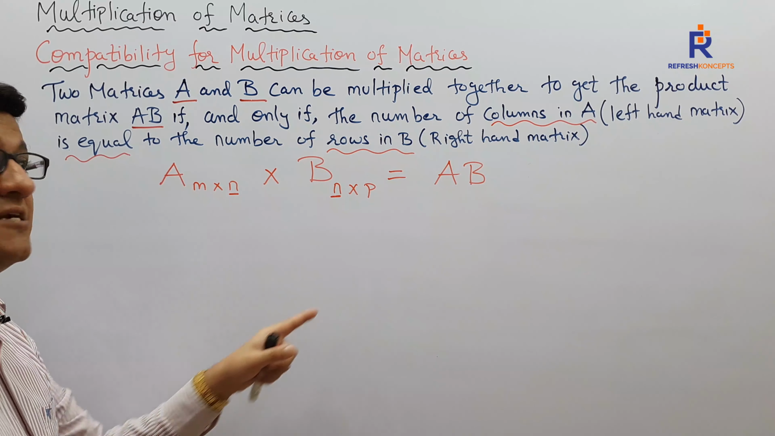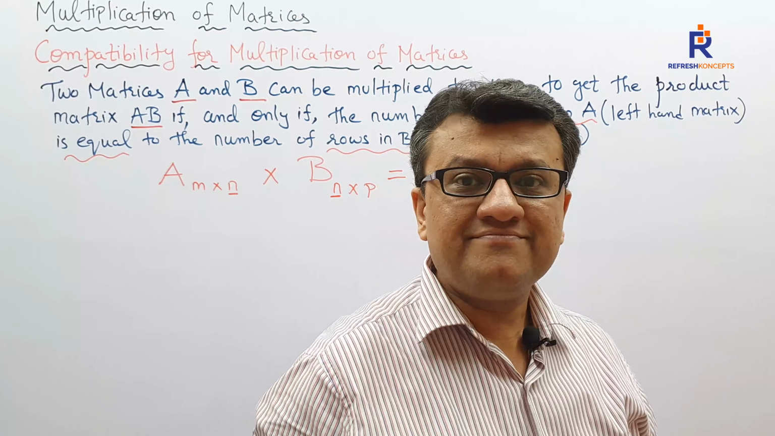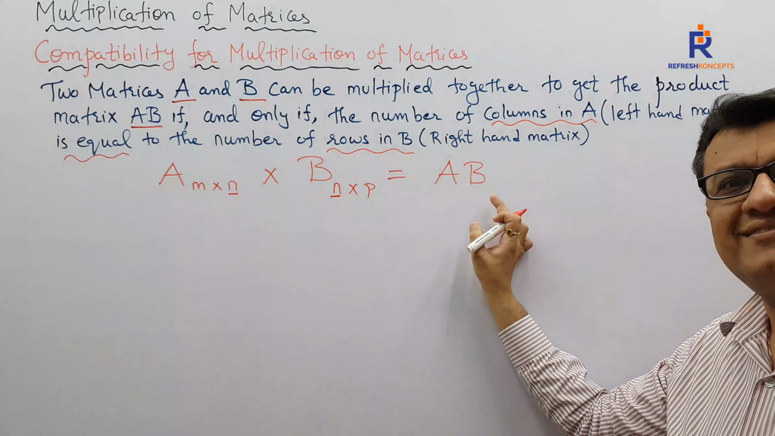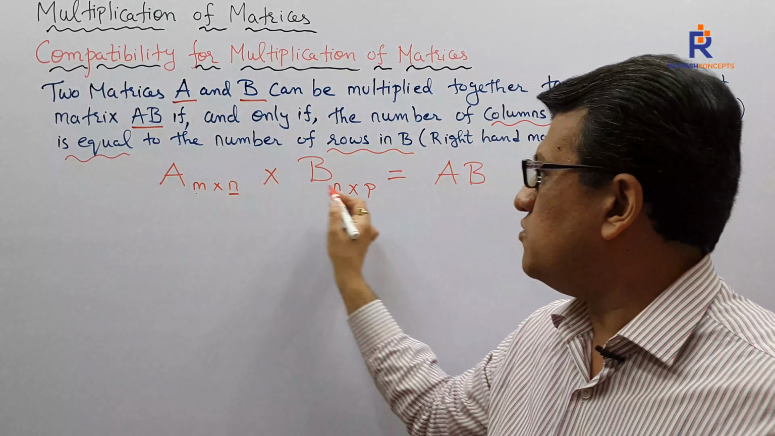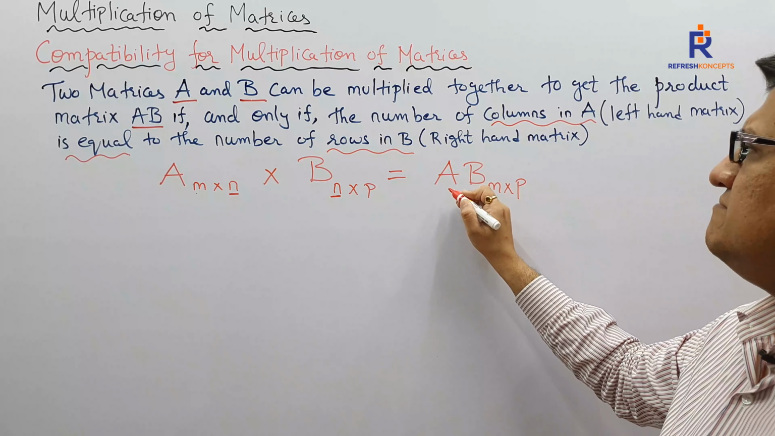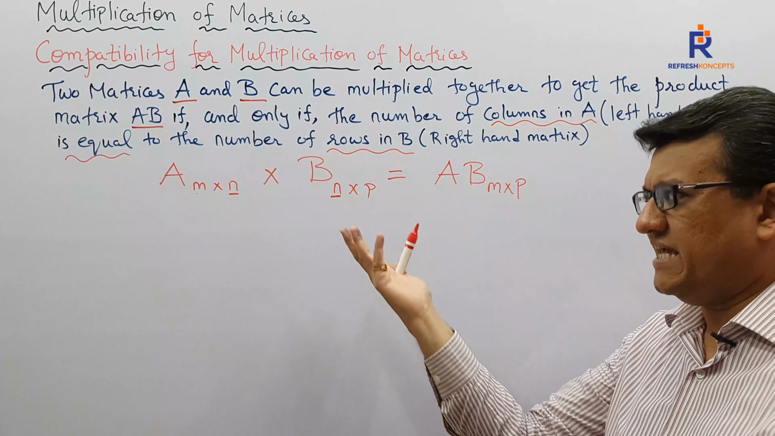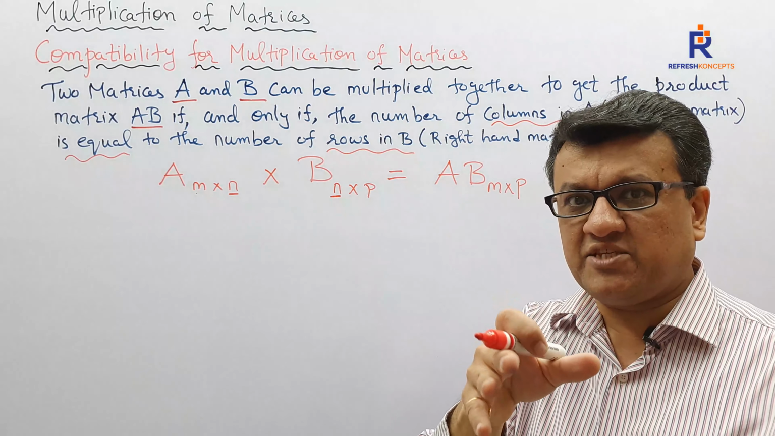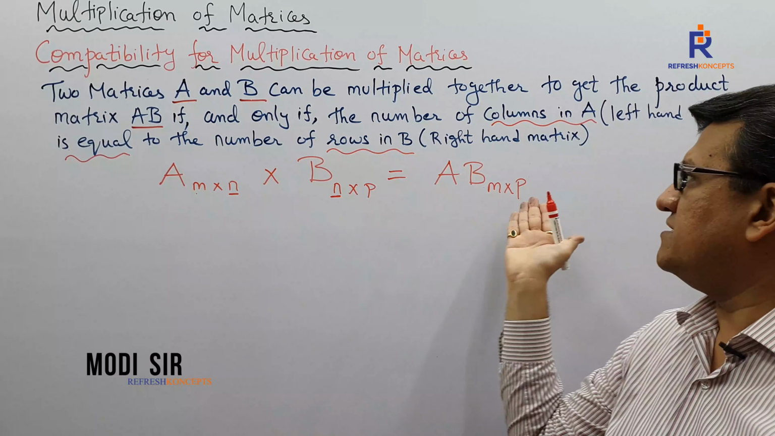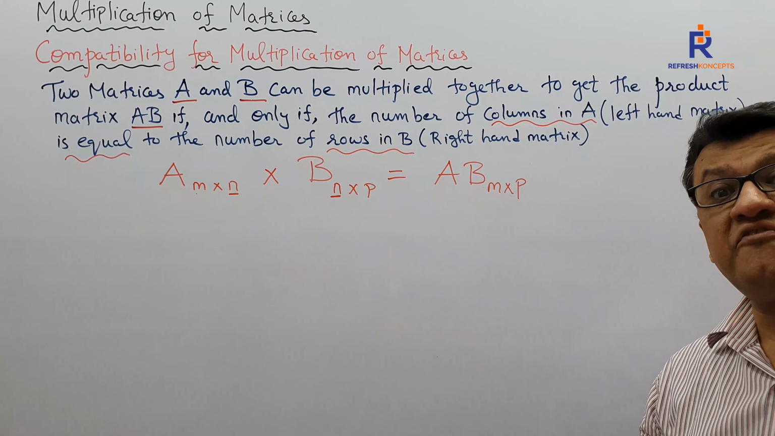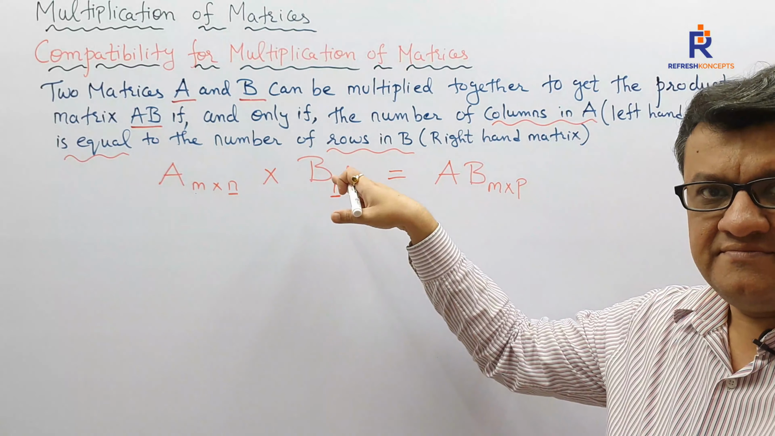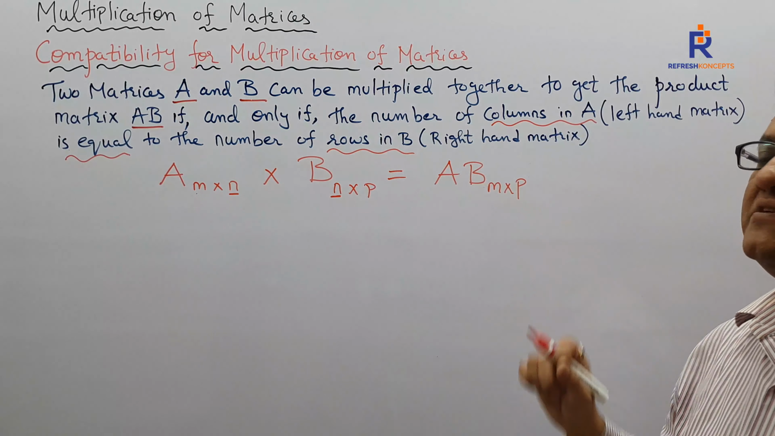So what order will the resultant matrix have? If that question is in your mind, the answer is very simple. What is left from here? m. What is left from here? p. Answer is m into p. As simple as that. You can say in your language, though we don't say it this way, that you nullify the matching part and then see what we are left with. We are left with m into p. So what should be the order of matrix AB, which is the result of A into B? Order will be m into p.